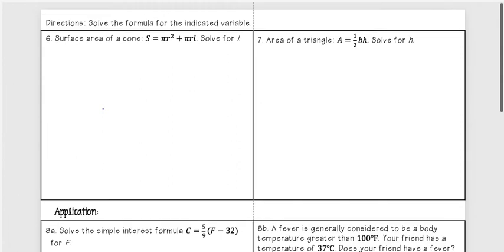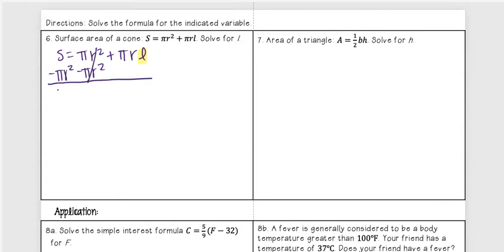Okay, let's try another one. So this one I have the surface area of a cone, and that is S is equal to pi r squared plus pi rl. And I want to solve this one for L. So just like before, I want to move whatever's being added or subtracted first. So I want to move this pi r squared that doesn't have the L with it. So I get S minus pi r squared is equal to pi rl.